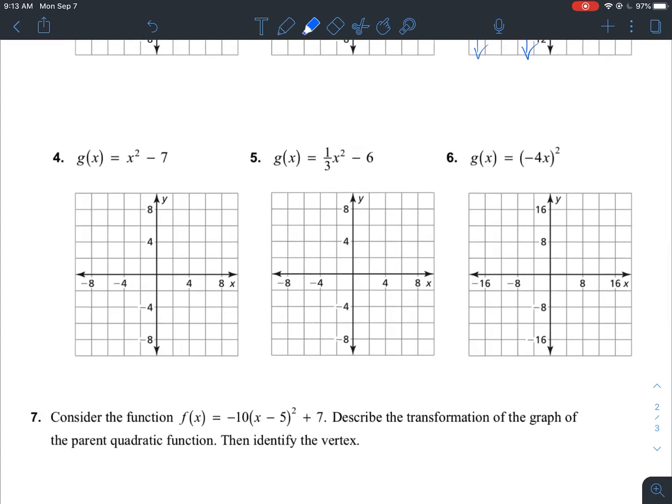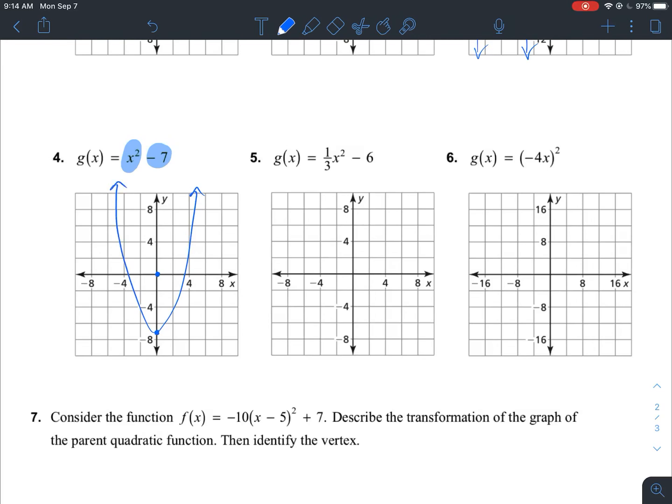For number 4, x squared minus 7. So we have our x squared, and the minus 7 isn't inside of any parentheses, isn't being squared. So that's a vertical translation, and that is going to be down 7 units. Again, whenever it's a k value, minus means towards the negative. So we're going to start here, but we're going to move our vertex down 7 units, which should be about right there. And there's no reflection or anything going on, so it just looks like that.